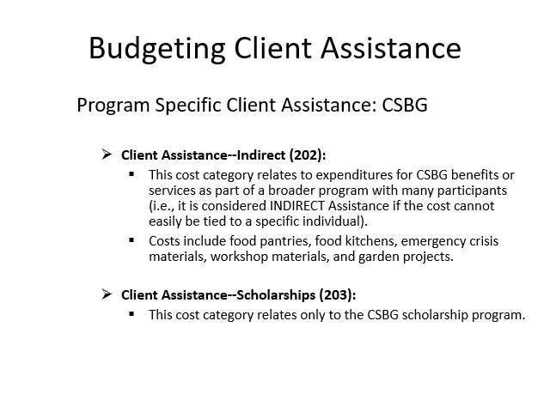The indirect client assistance is budget line item 202 for CSBG, and this cost category relates to expenditures for CSBG benefits or services as part of a broader program with many participants. For example, it is considered indirect assistance if the cost cannot easily be tied to a specific individual. The costs included in this category would be food pantries, food kitchens, emergency crisis materials, workshop materials, and garden projects. Budget line item 203 is client assistance scholarships. This category relates only to the CSBG scholarship program.